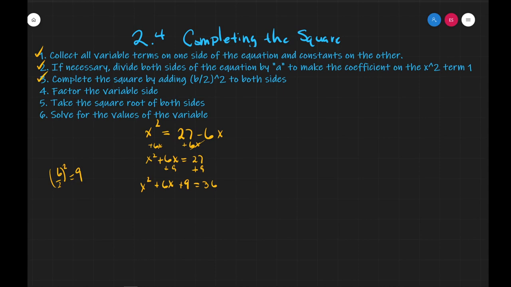Then we want to factor the variable side. So this guy factors, it's a perfect square trinomial, so it factors to x plus 3 squared, not x squared, what am I doing?